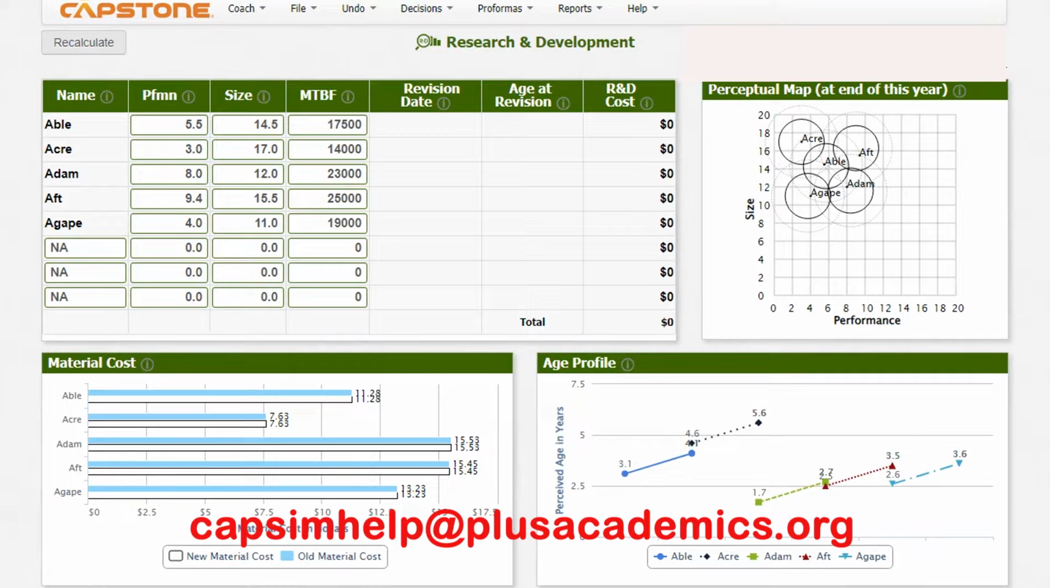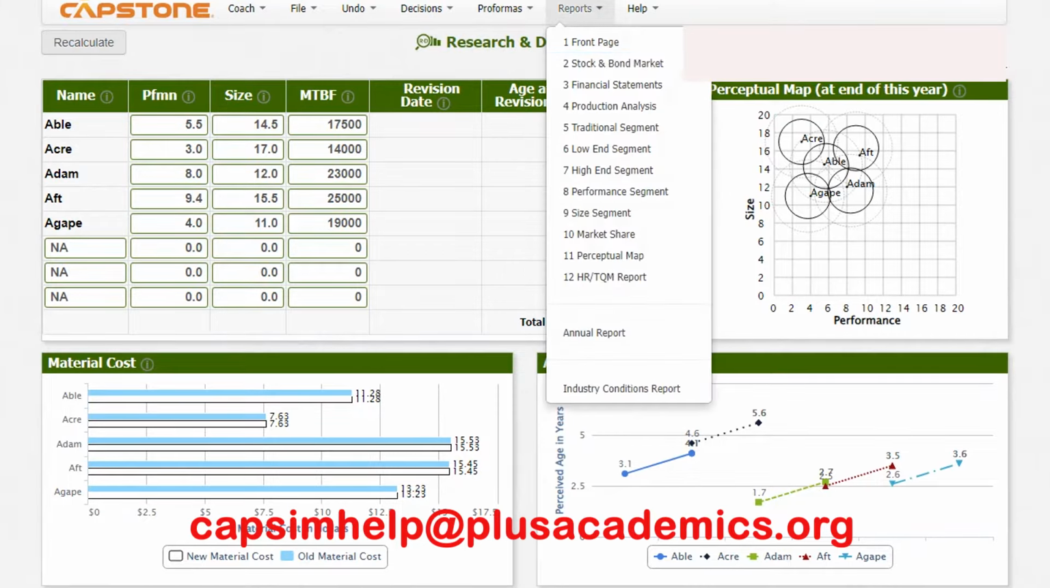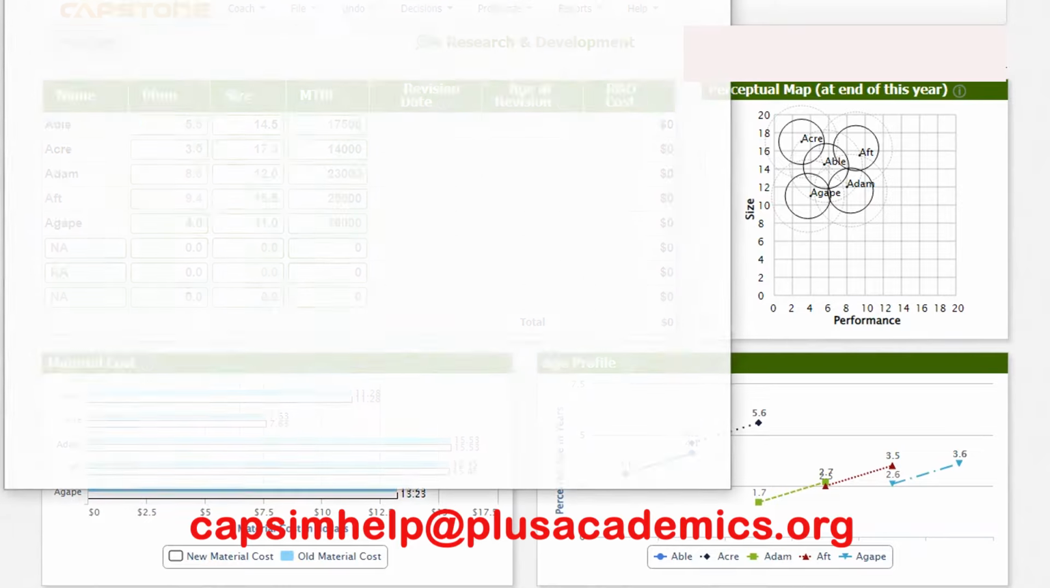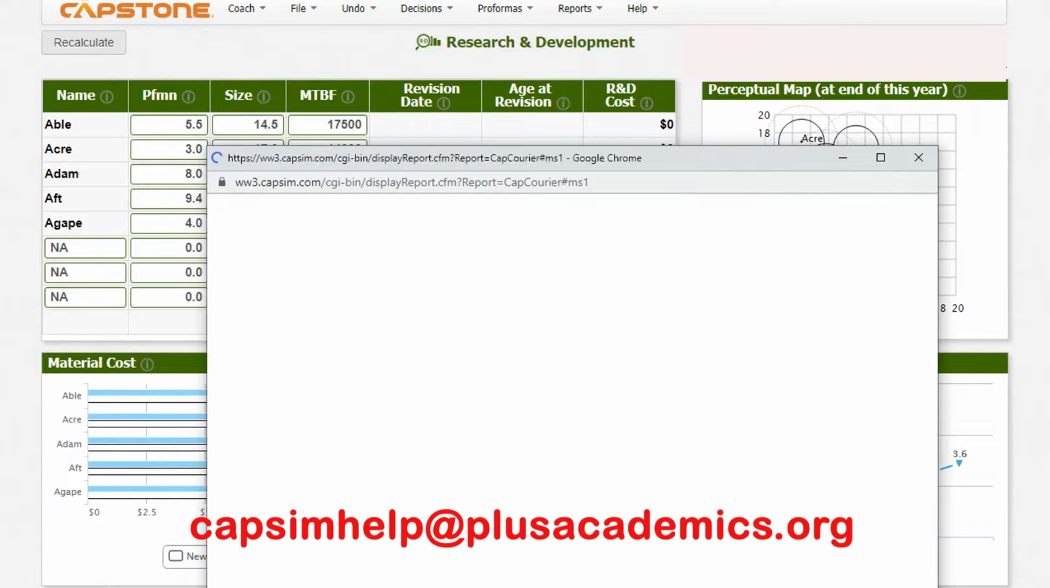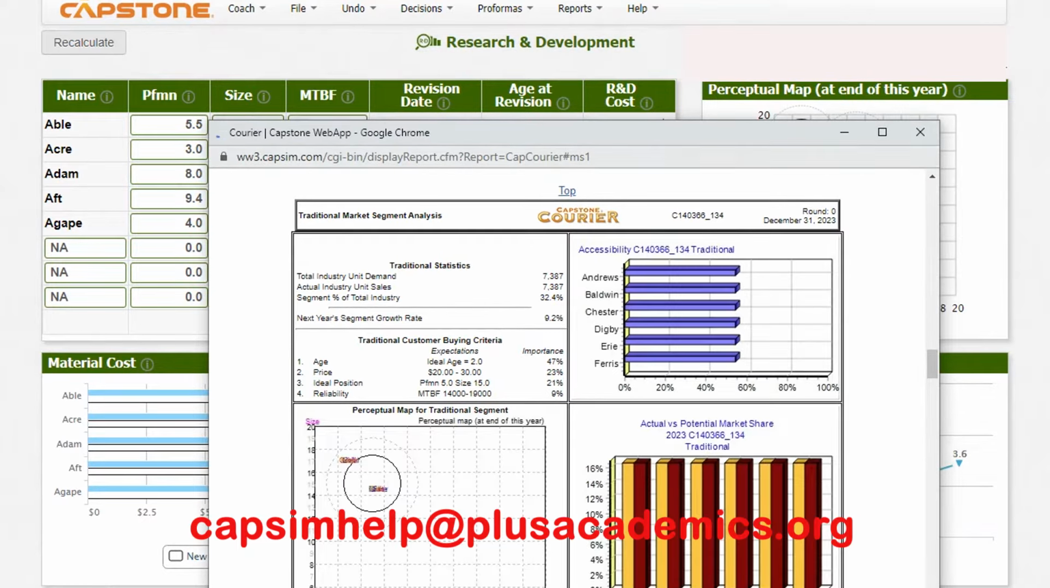So without much ado, let's go straight to the reports and see what customers need in each market segment. The first segment is the traditional market segment, and customers here are very conservative. They are looking for a product that has an edge of 2.0. Edge, you can control under the research and development section. The second most important thing is the price. A price between 20 and 30 is ideal. So you need to check on that while making the decision under the marketing section.